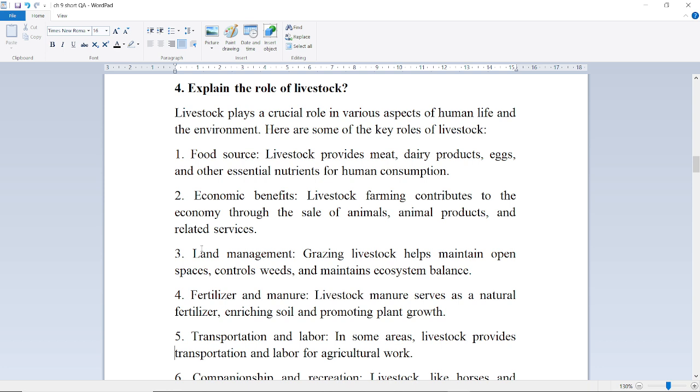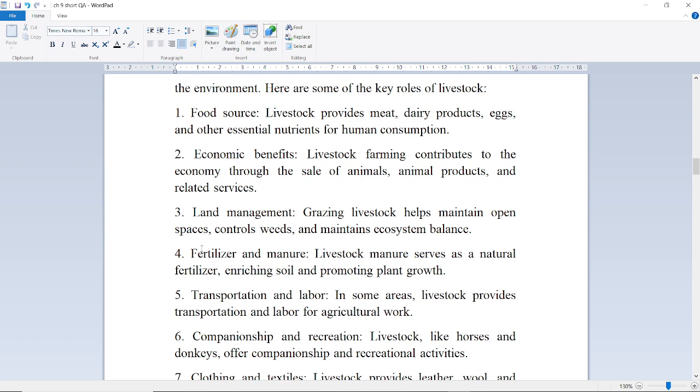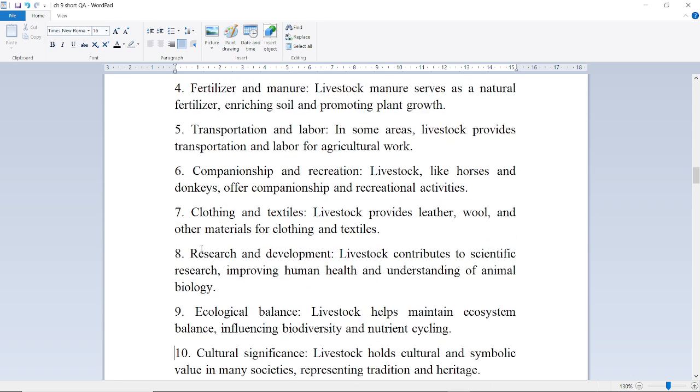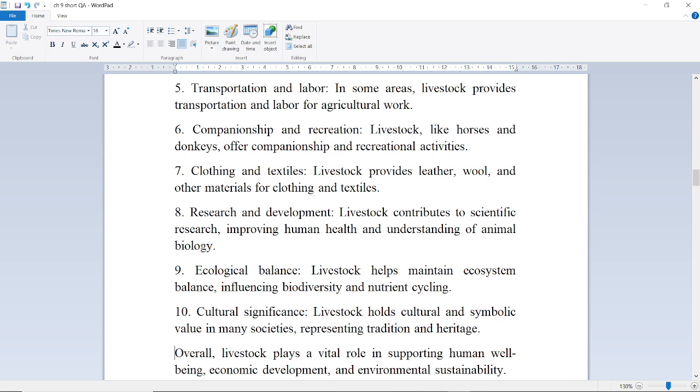Next is companionship and recreation. Livestock like horses and donkeys offer companionship and recreational activities. Next is clothing and textiles. Livestock provides leather, wool, and other materials for clothing and textiles.